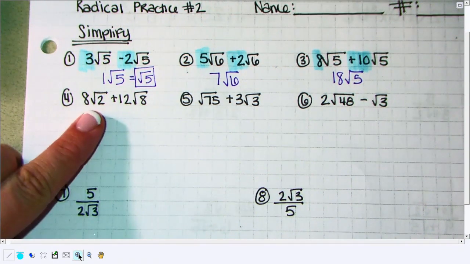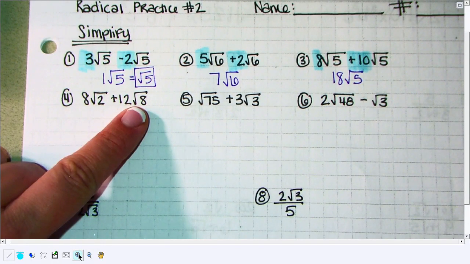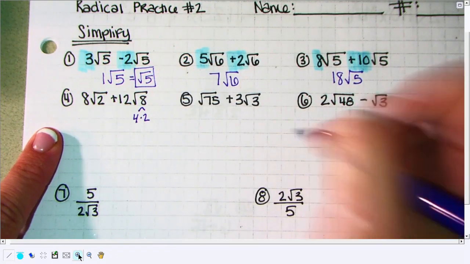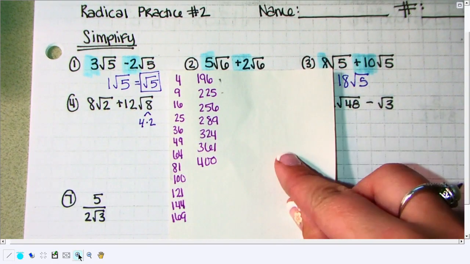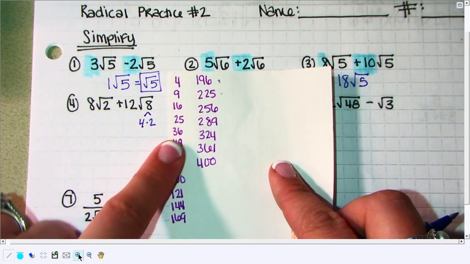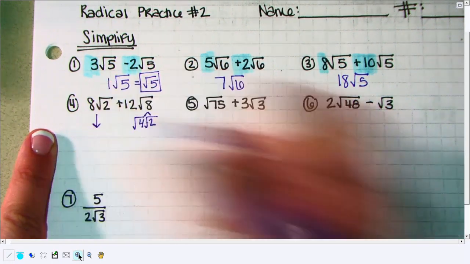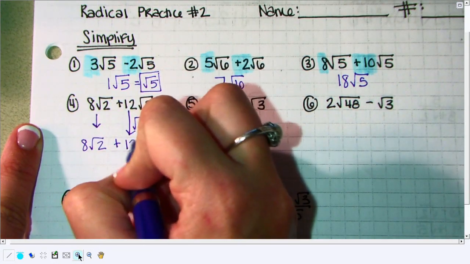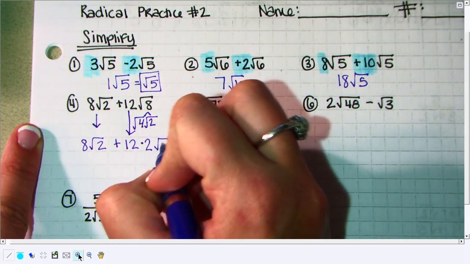All right, next problem. 8 square roots of 2 plus 12 square roots of 8. So looking at this problem, I see that 8 has a perfect square in it. That perfect square is 4, so 4 times 2. Remember, you can use that little perfect square chart, or you can use a factor tree with groups of 2. So I know that 8 divided by 4 is 2, so 4 and 2 are my factors. When I square root the 4 and the 2, this 8 square roots of 2 just kind of follows along, nothing interesting, as well as the 12. The 12 is still a part of the problem. So the square root of 4 is 2 square roots of 2.